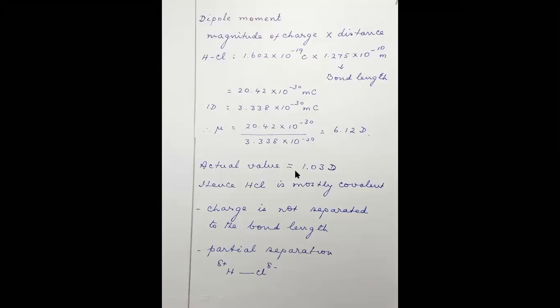But the actual value of the dipole moment of HCl is 1.03 debye. So it is concluded that the HCl molecule is mostly covalent and the charge is not separated by the full bond length. There is only a partial separation of the charges, and because of this partial separation, the percentage of ionic character becomes very small.